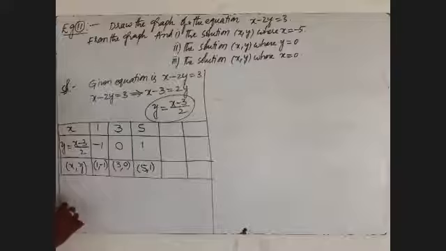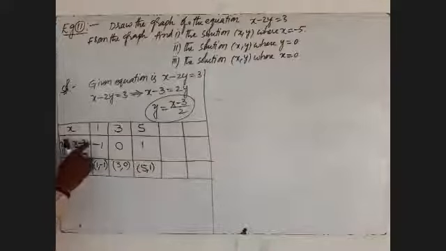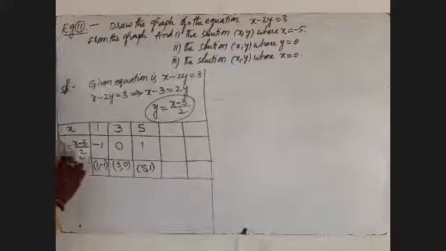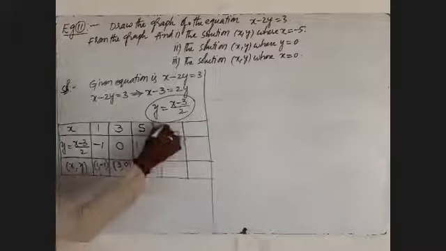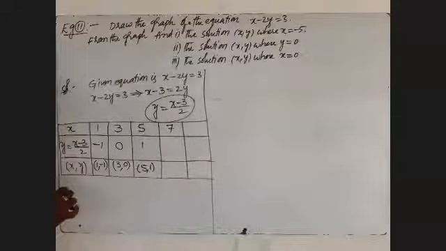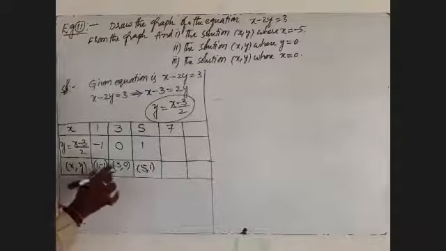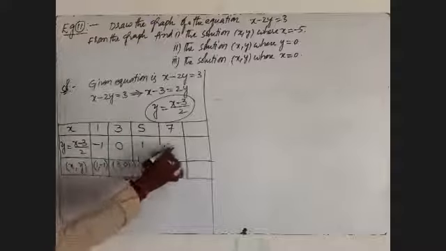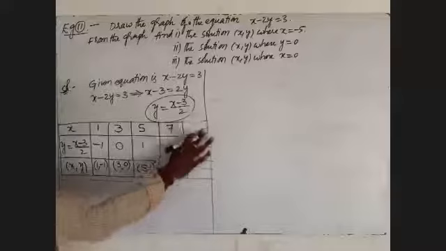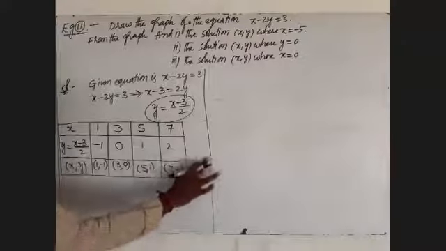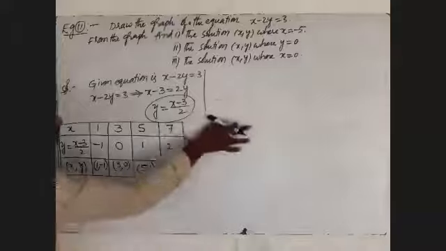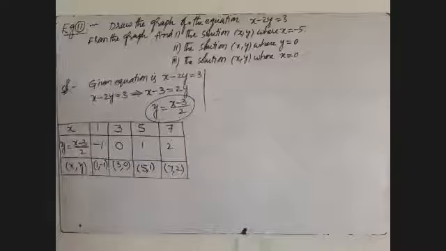Next we take the value 6. 6 minus 3 by 2 is 3 by 2, so we do not take it. Let x be 7. 7 minus 3 by 2 means 4 by 2, which is 2. I write the point (7, 2). Now I will draw a graph.